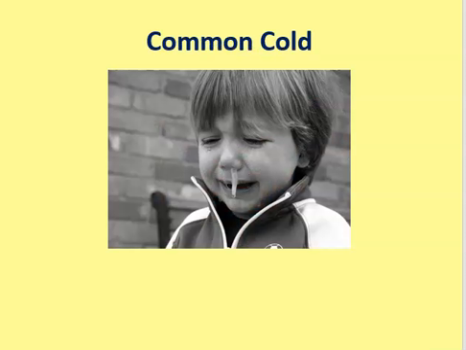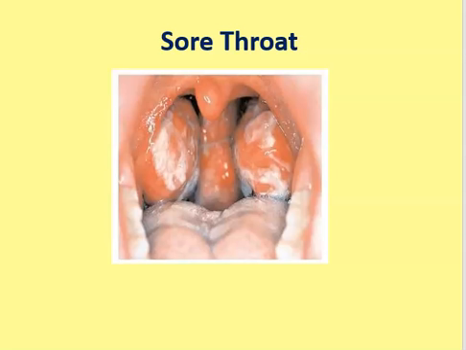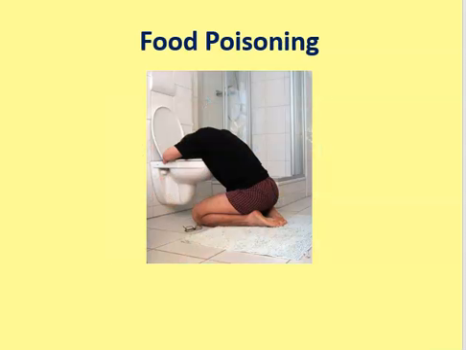Next one, common cold. Okay, the common cold is communicable. It is caused by a virus and it can be passed from organism to organism. Next one, sore throat or tonsillitis. Again, this is communicable. It can be passed on and it is caused by pathogens. Next one, food poisoning. Food poisoning is communicable and it is caused by pathogens such as salmonella.